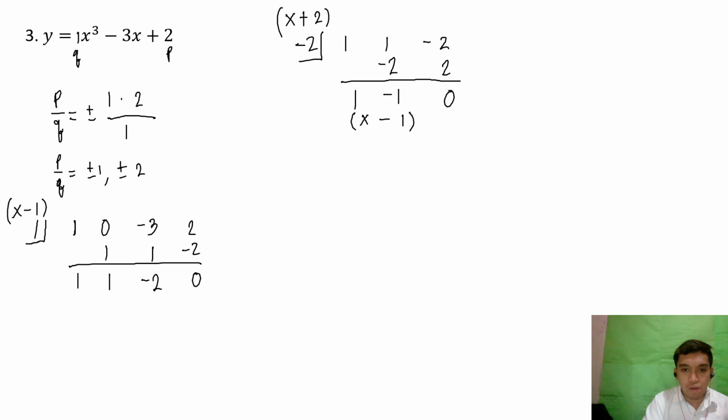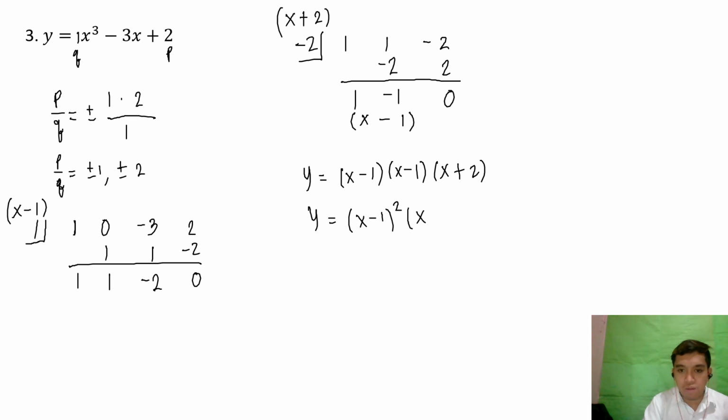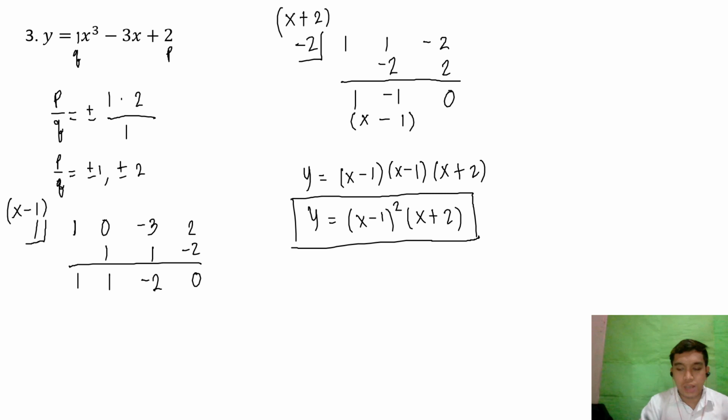So the factors of our polynomial function are x minus 1. X minus 1, dalawa yung ating x minus 1 dito. Then the other one is x plus 2. So since dalawa yung x minus 1 natin, yan ay magiging y equals quantity of x minus 1 squared times quantity of x plus 2. So this is the factored form of our polynomial function. So ito yung factored form ng ating polynomial function.